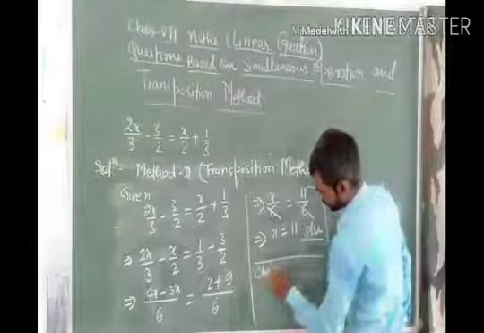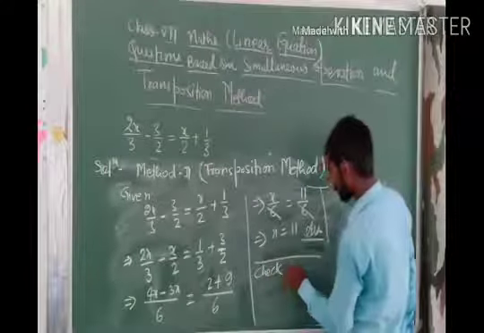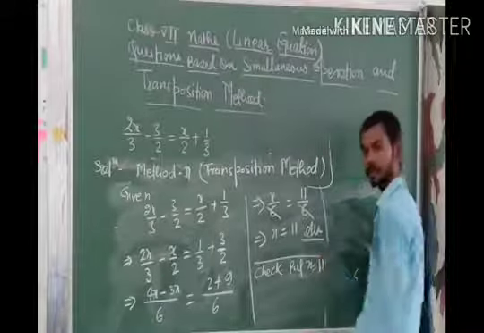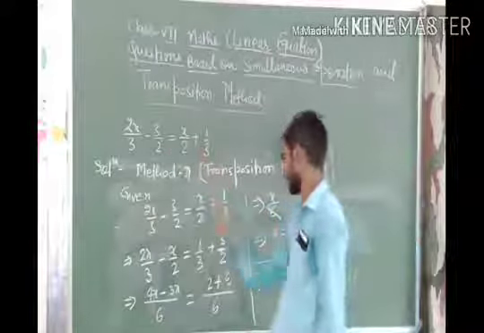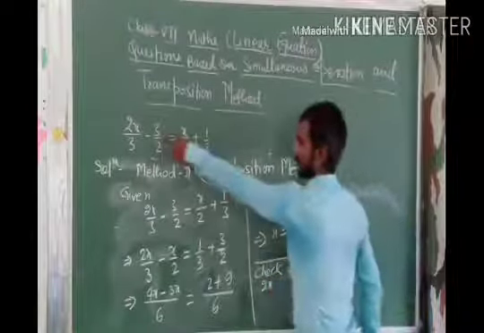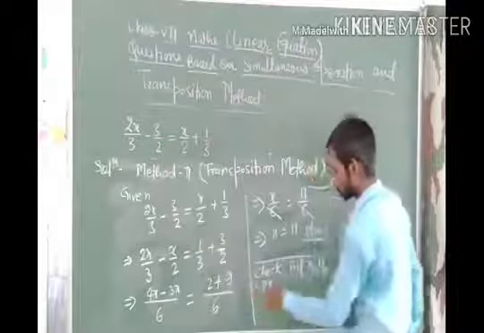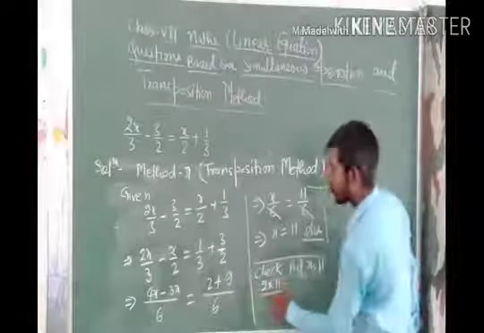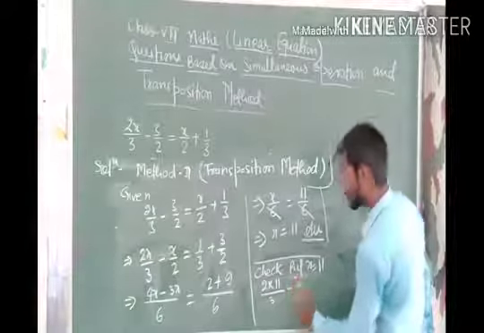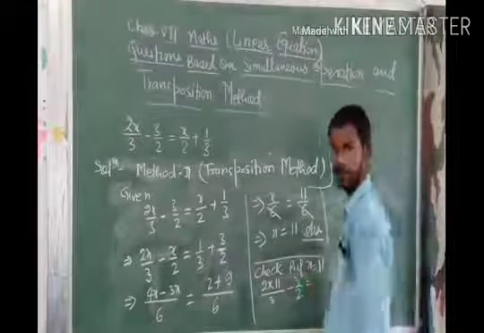Check. Put x is equal to 11 in the given problem. So right here, 2 multiplied by x. Put x equal to 11, that is 2 multiplied by 11 upon 3 minus 3 upon 2, which will remain as such, is equal to x upon 2.